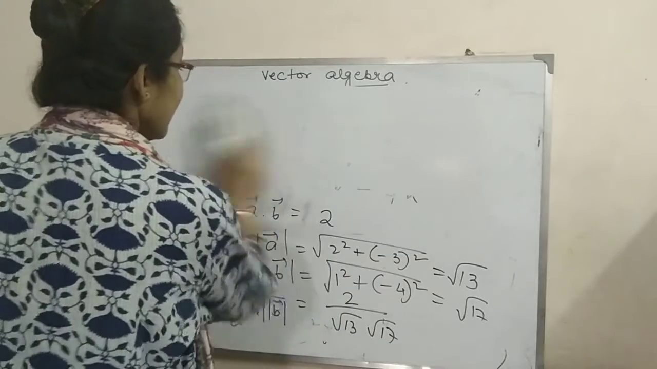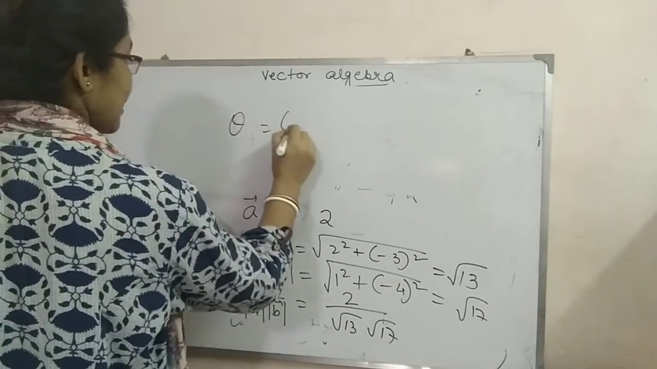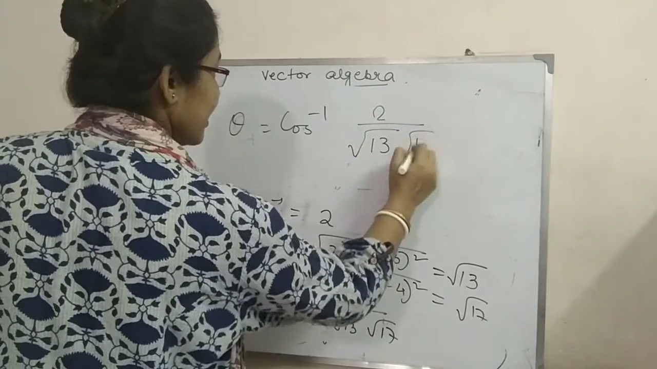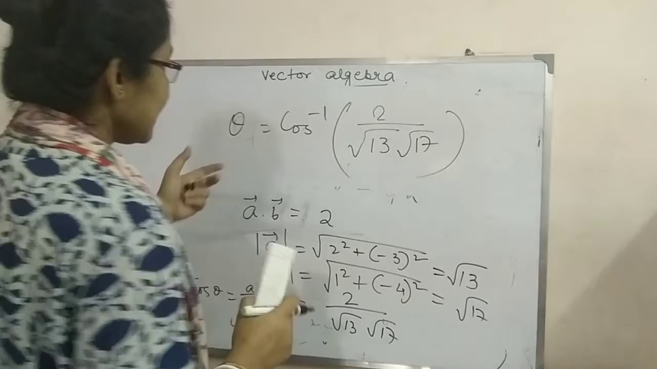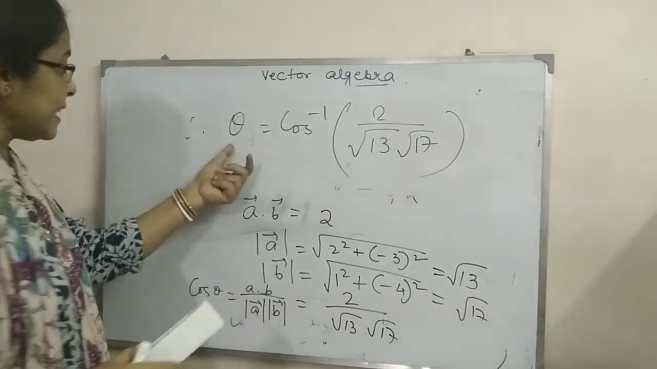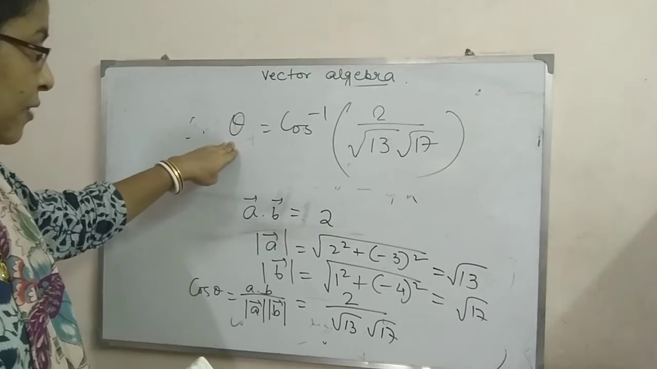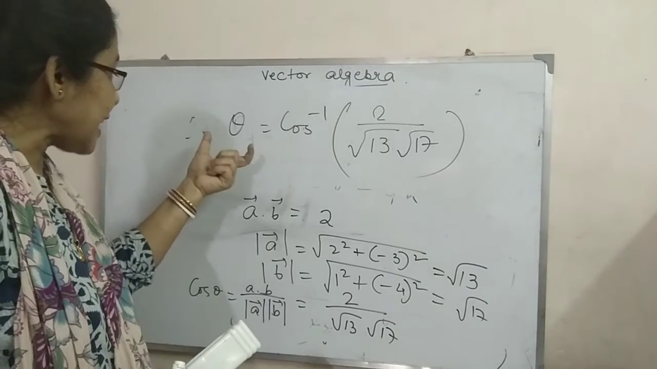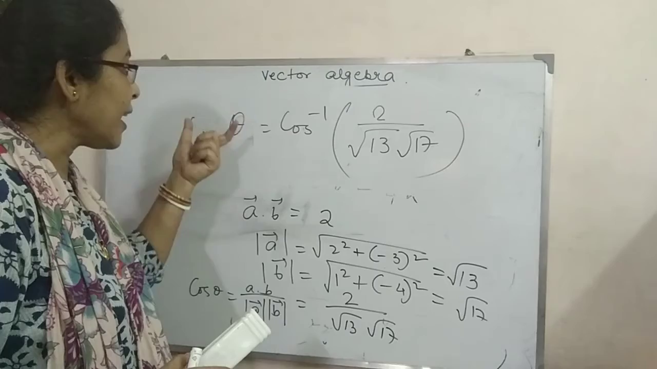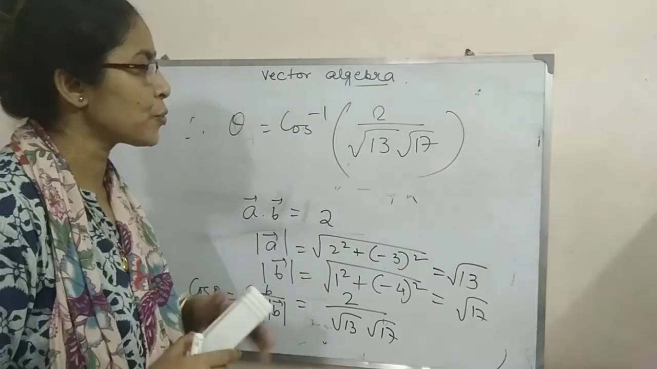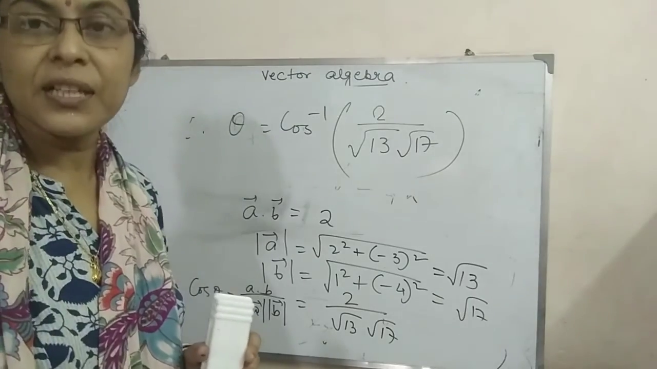Therefore theta equals cos inverse of 2 by root 13 into root 17. This is the answer, where theta is the angle between vector A and vector B. That means the angle between vector A and vector B is cos inverse of 2 by root over 13 into root over 17.